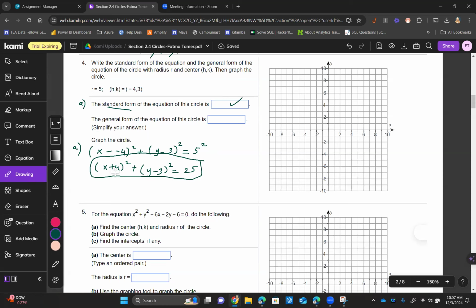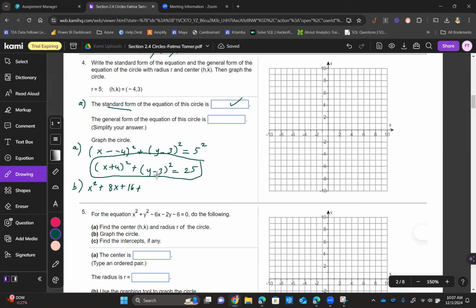Now we're going to have to expand these to find the general form. As I showed you on the previous question, you can definitely write these next to each other and then FOIL them, but I'm going to do this in my head, using the shortcut. The shortcut is to square the first one, x squared. Multiply these two and then multiply by 2. So x times 4 is 4x, times 2 is 8x. And then 4 squared is 16.